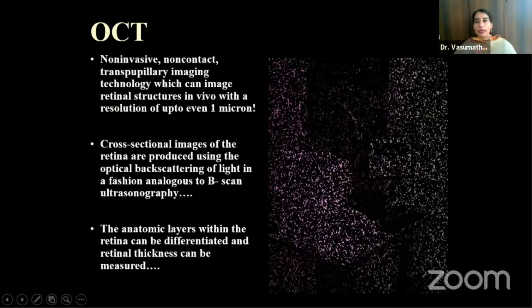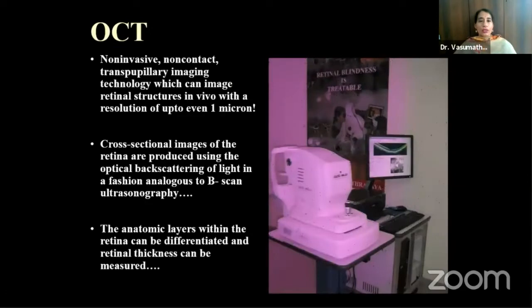And based on all this, we have moved on to OCT, optical coherence tomography, which has become one of the most valuable additions in the armamentarium of a medical retina specialist. It's a non-invasive, non-contact transpupillary imaging, and it's akin to B-scan ultrasonography, in which cross-sectional images of the retina are produced using the optical backscattering of the light, and all the layers of the retina, and nowadays even the choroid, can be beautifully delineated within a matter of seconds.